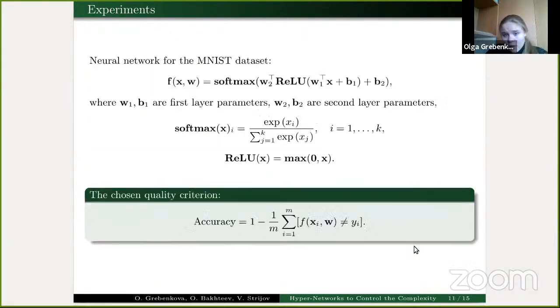For experiments on the MNIST dataset, we use a neural network consisting of two layers, with 50 and 10 neurons correspondingly, where the second layer contains the softmax function. As the quality criterion, we choose accuracy.